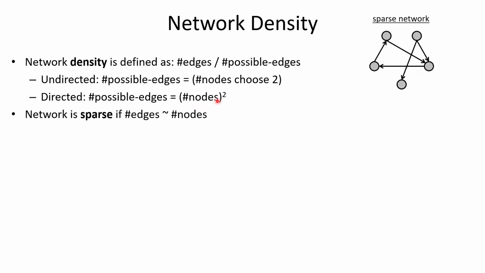A network is considered sparse if the number of edges is approximately equal to the number of nodes. So for example, up here on the upper right, you have 1, 2, 3, 4, 5 nodes, and 1, 2, 3, 4, 5 edges. This is a sparse network.